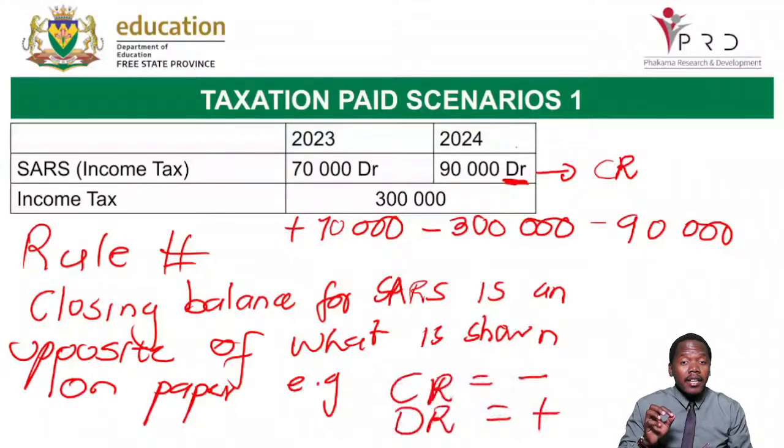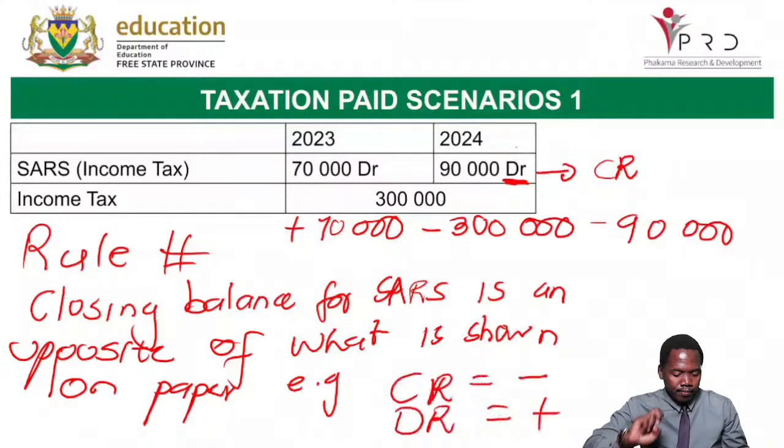Now, please ensure that you score marks here. As long as you know the number of figures that you need to calculate your tax paid, then you are not going to score 0. You can even score 50% of those marks. Okay. Now let us look at scenario number 2.